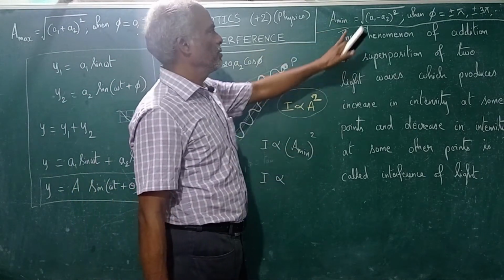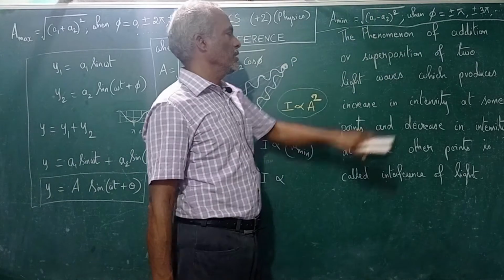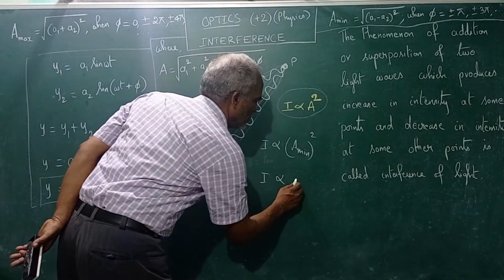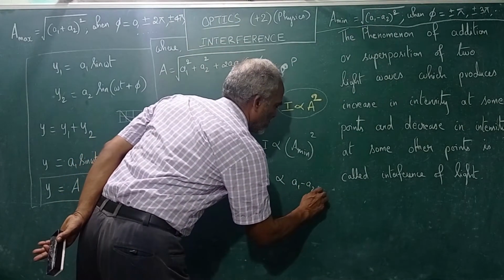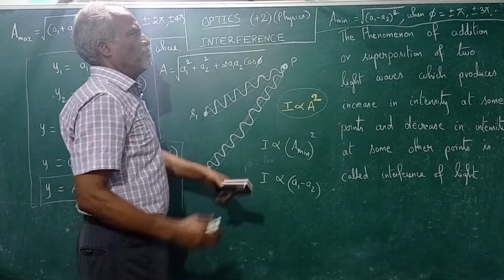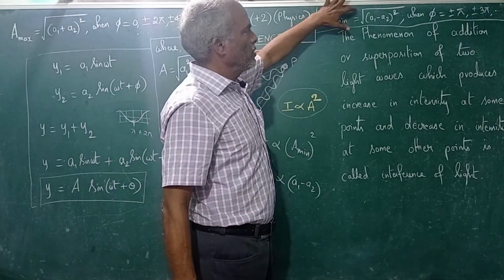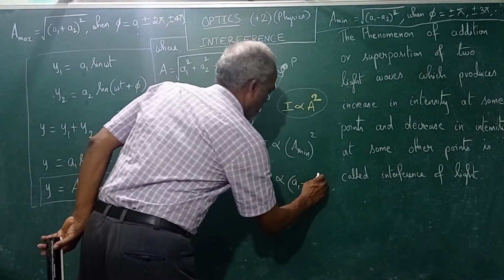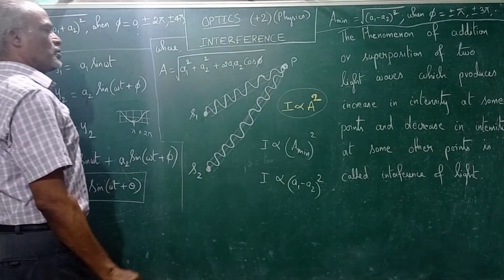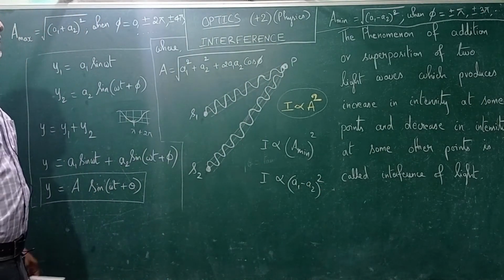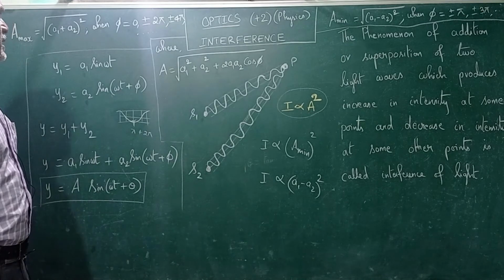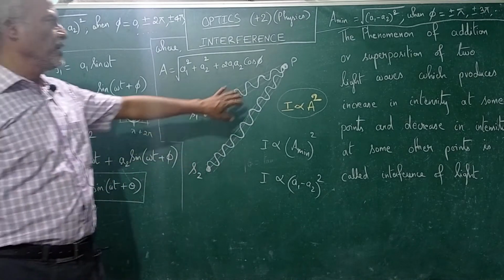So A minimum is this square root. If you square that, it will go. So A is equal to A1 minus A2. So if you take square, the square root will go. So you will have A1 minus A2 the whole square. Okay. So that's about intensity at this point.